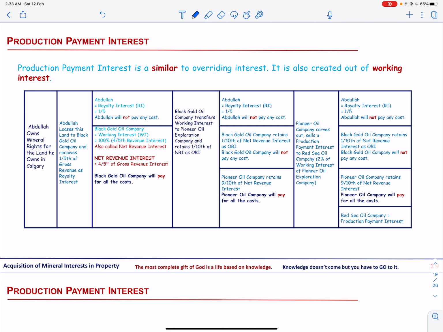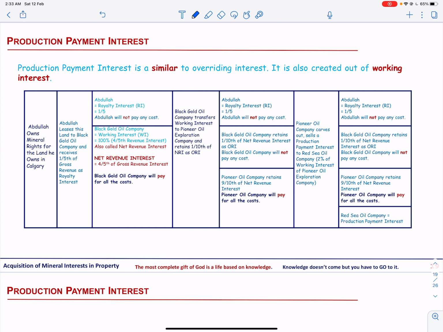If the payment is to be done in terms of money, then it is stated as a percentage of the working interest share of revenue. If the payment is to be done in terms of the product, that is oil or gas, payment is stated as a percentage of the working interest share of current production. Now let us look into an example here.